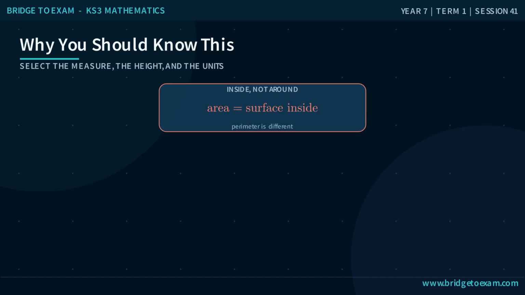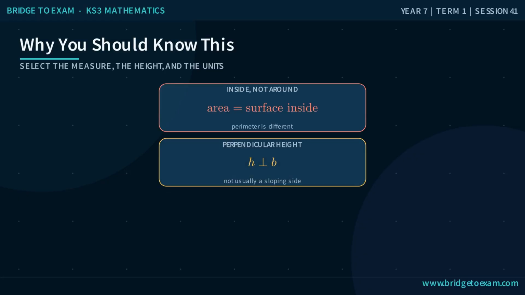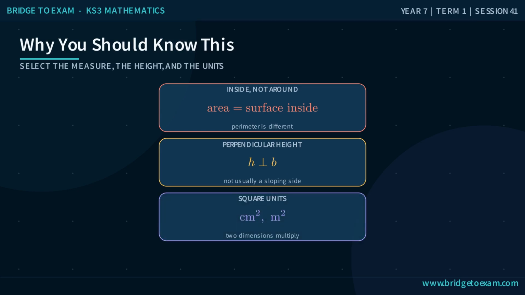First, decide whether the question asks for distance around or space inside. Area means space inside. For triangles, use the perpendicular height, not a sloping side, because height meets the base at 90 degrees. Area uses square units, such as square centimeters or square meters.